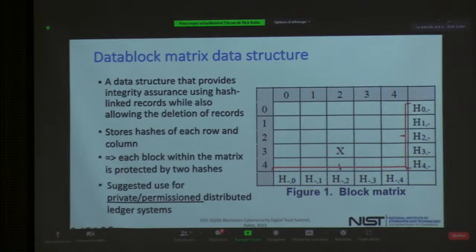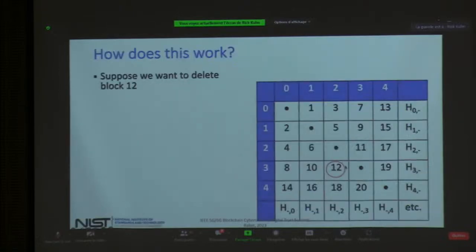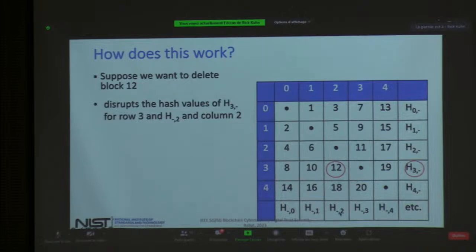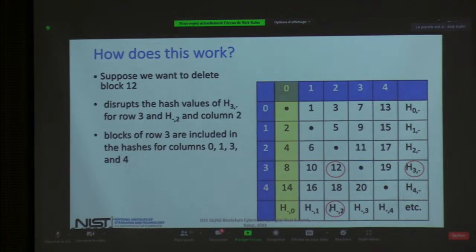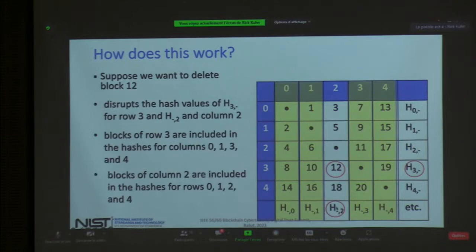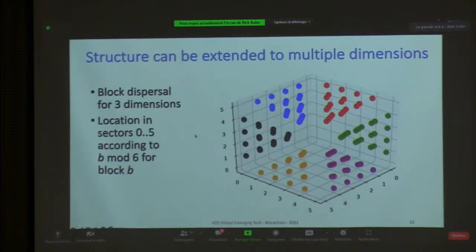And again, this is for permissioned distributed systems or distributed ledger systems. So if we wanted to delete this block, that would change this hash value, and it would change this hash value, but the other values are not affected. So as we delete this one, the other values are protected, and we can guarantee that they are unchanged when this is deleted. And then, of course, these would be recomputed after that's done.